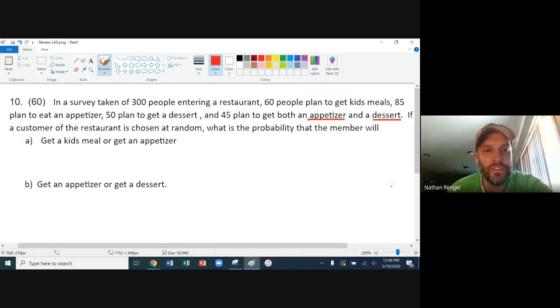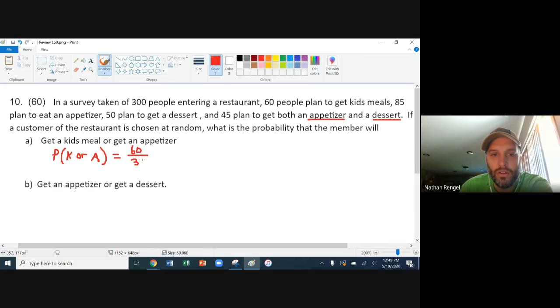So if a customer of a restaurant is chosen at random, what is the probability the member will get a kid's meal or get an appetizer? So we're going to find the probability of a kid's meal, call it K, or appetizer, we'll call that A. When we're dealing with an or, that means we're going to add our probabilities. So we find the probability of somebody choosing a kid's meal, that's going to be 60 over 300. Plus, we're going to add the appetizers. Number of people who plan to get an appetizer is 85 out of 300 people.